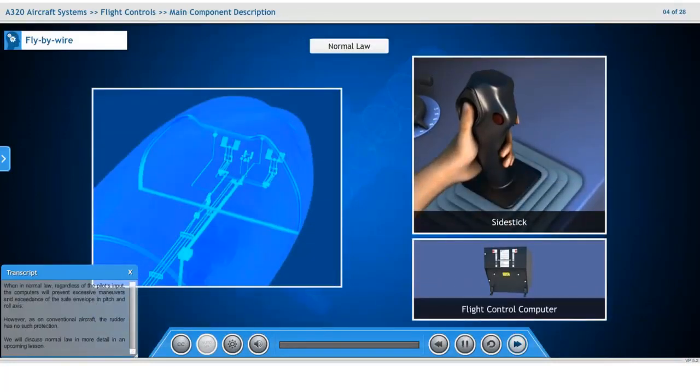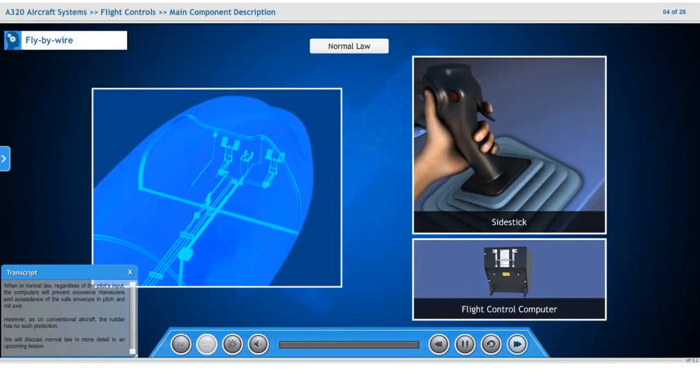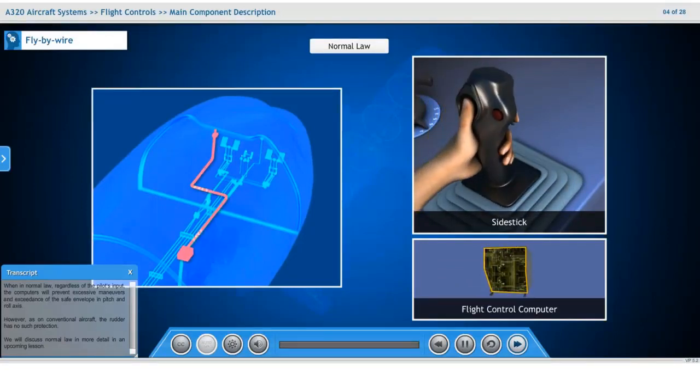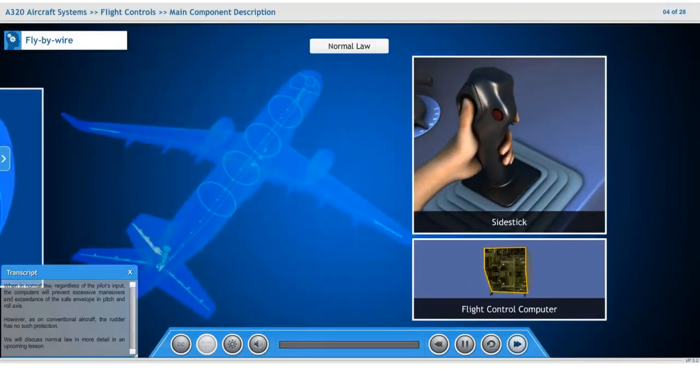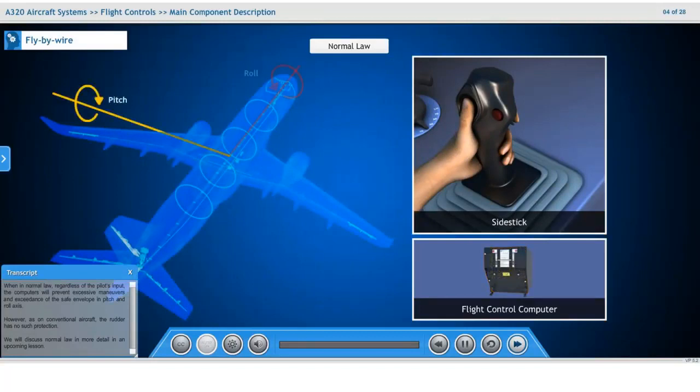When in normal law, regardless of the pilot's input, the computers will prevent excessive maneuvers and exceedance of the safe envelope in pitch and roll axis. However, as on conventional aircraft, the rudder has no such protection. We will discuss normal law in more detail in an upcoming lesson.